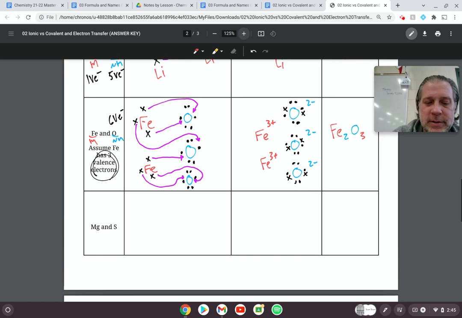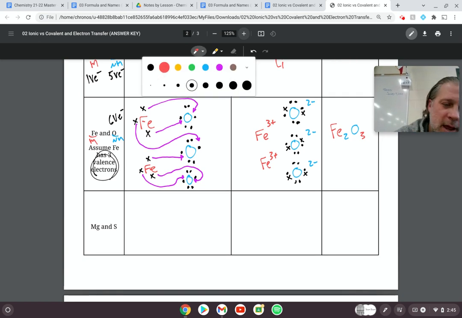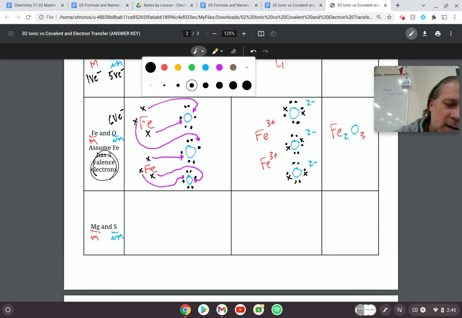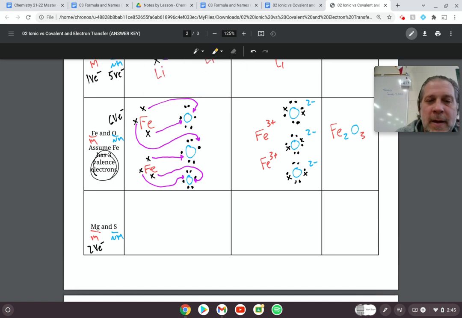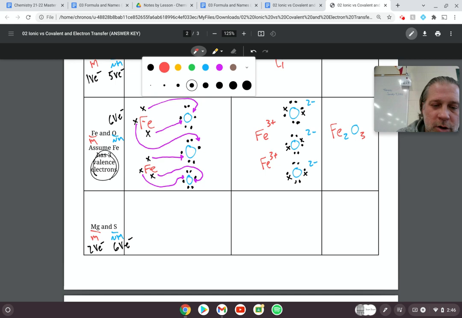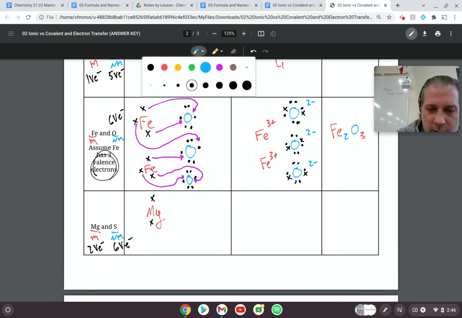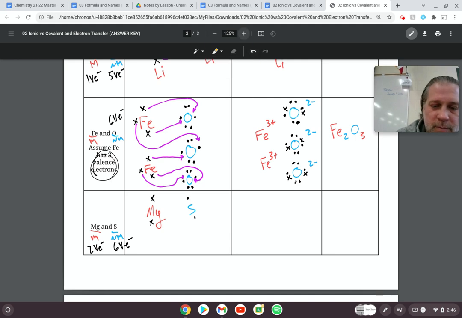The last one is MgS. And so I know that Mg is a metal, and I know that sulfur is a nonmetal. I know that the location on the periodic table tells me magnesium has 2 valence electrons, and the location on the periodic table tells me that sulfur has 6 valence electrons. So I'm going to start by drawing a magnesium atom with 2 valence electrons, top, bottom, and a sulfur atom with 6 valence electrons, top, bottom, left, right, top, bottom.